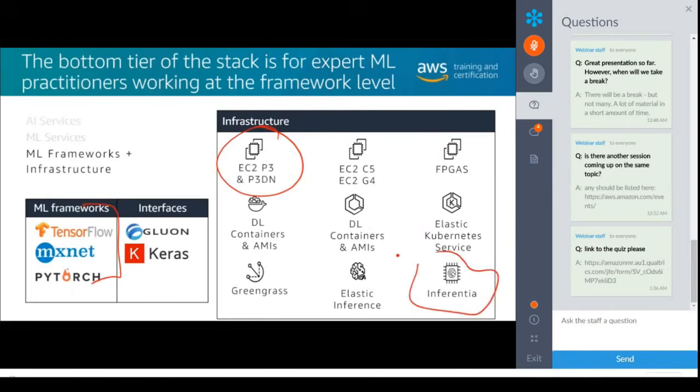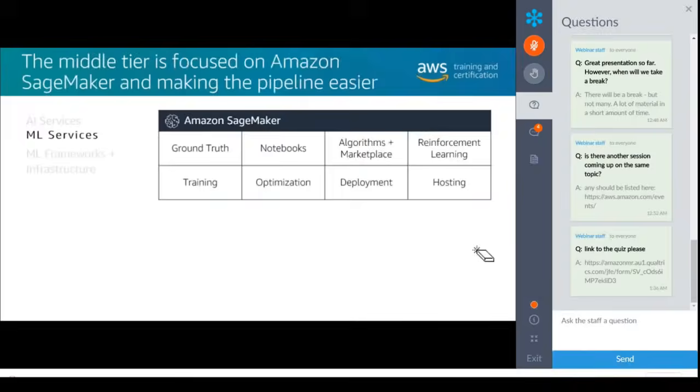But here's the deal. This bottom tier is very low level. This is really for practitioners working at the framework level, real machine learning, deep dive people who are looking to write their own custom algorithms, right? But most customers don't need this. In reality, most customers really just want to solve a business problem. So you can just, well, oh, sorry, we're not there yet.